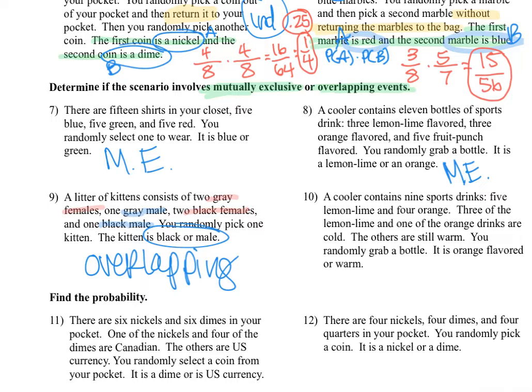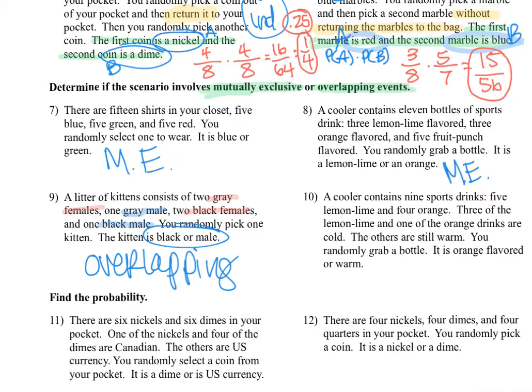Number 10, a cooler contains 9 sports drinks, 5 lemon lime and 4 orange. 3 of the lemon lime and 1 of the orange drinks are cold. The others are still warm. You randomly grab a bottle. Is it orange flavored or is it warm? Now, there's 2 different things that we're comparing here. Number 7, we were just having colored shirts. Number 8, it was just flavors of drinks. 9 was colors and gender. 10 is flavors and the temperature of the drinks.